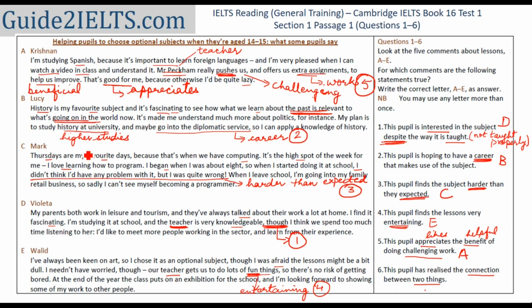I think the only other place where two things are mentioned is in C, where programming is first mentioned and then retail business is mentioned. But it doesn't in any way mention that there is a connection between the retail business and programming. Answer to sixth one is also B.